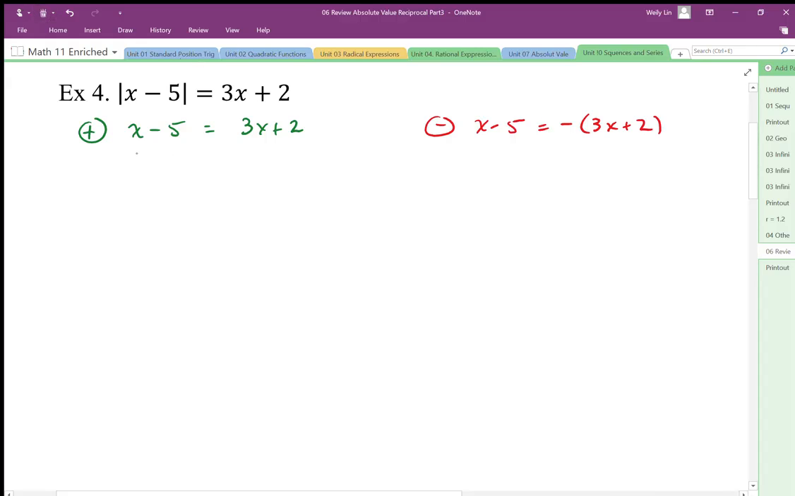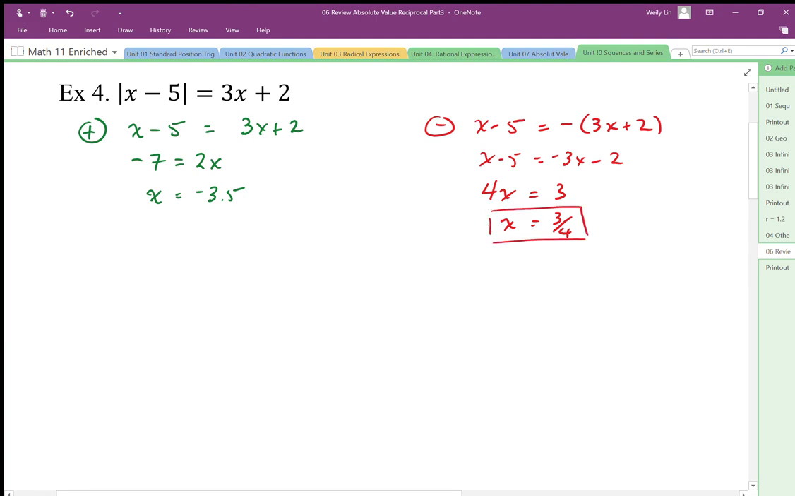So solving for x, I'm going to end up with negative 7 equals 2x. X equals negative 3.5. Here we end up with negative 3x. Let me expand the brackets first. Negative 3x minus 2. So I end up with 4x is equal to positive 3. Divide both sides. X is equal to positive 3/4. So I have my two solutions here.